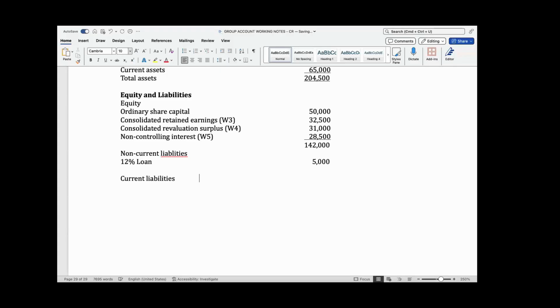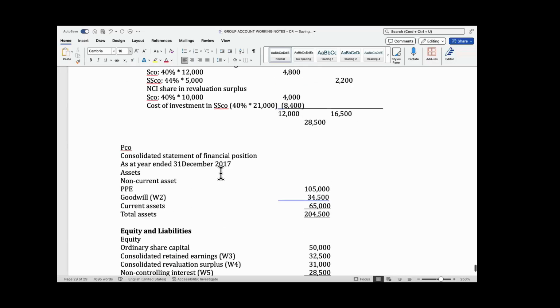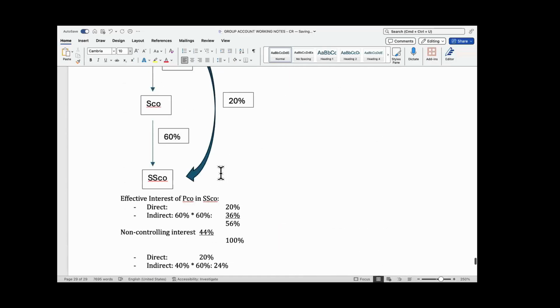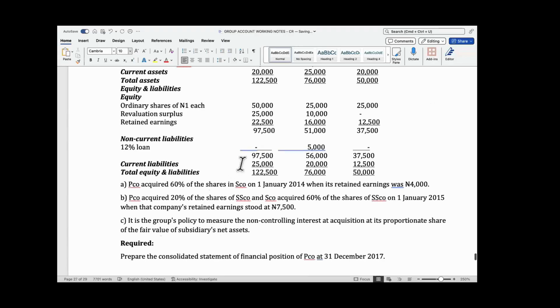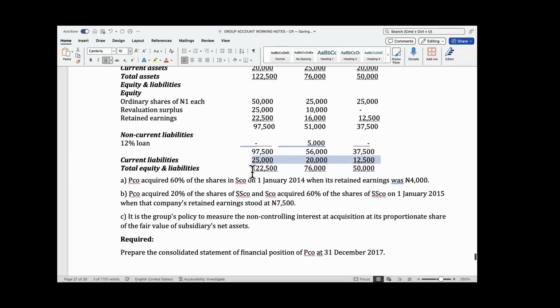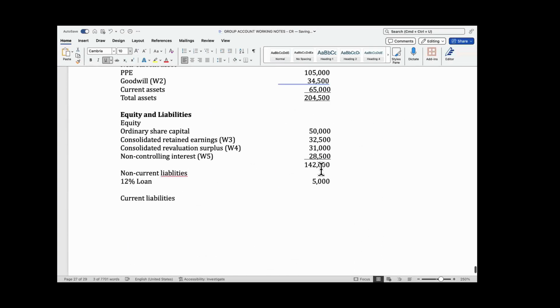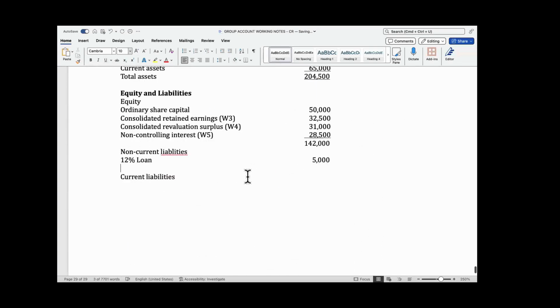How much is the current liabilities? 57,500. So what's the addition of all this? 204,500.